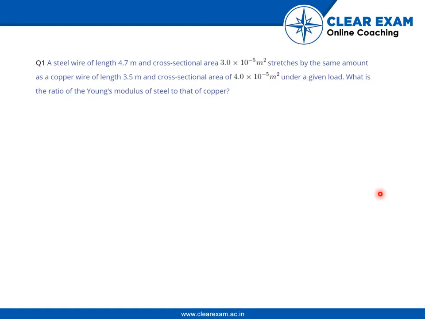Hello, let us start with chapter 9. So the question here is: a steel wire of length 4.7 meter and cross-sectional area 3 into 10 to the power minus 5 meter square stretches by the same amount as a copper wire of length 3.5 meter and cross-sectional area of 4 into 10 to the power minus 5 meter square under a given load. What is the ratio of Young's modulus of steel to that of copper?